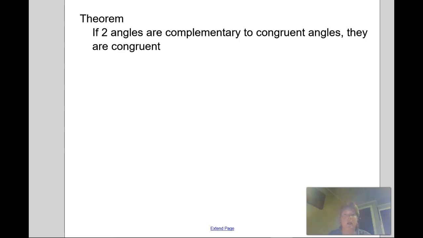So if you would like a further explanation for that one, you can go ahead and come back on to class and we can talk about it some more. But that's it. Those are our definitions and theorems for this lesson.